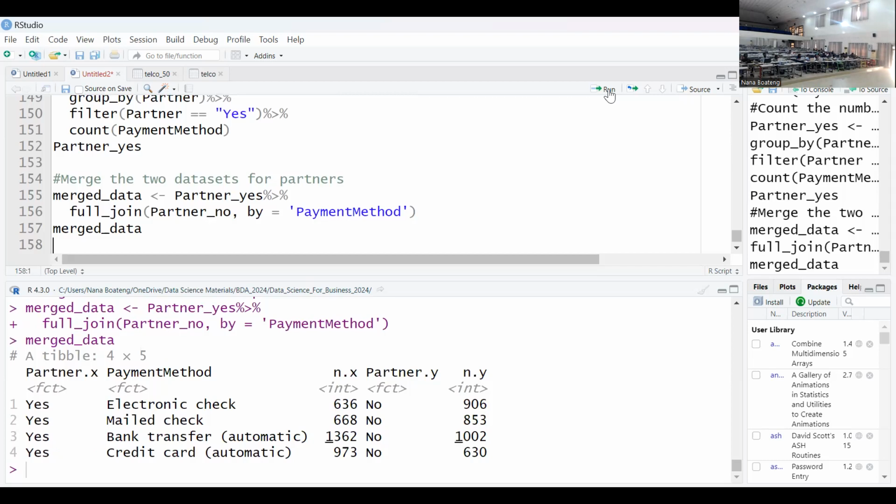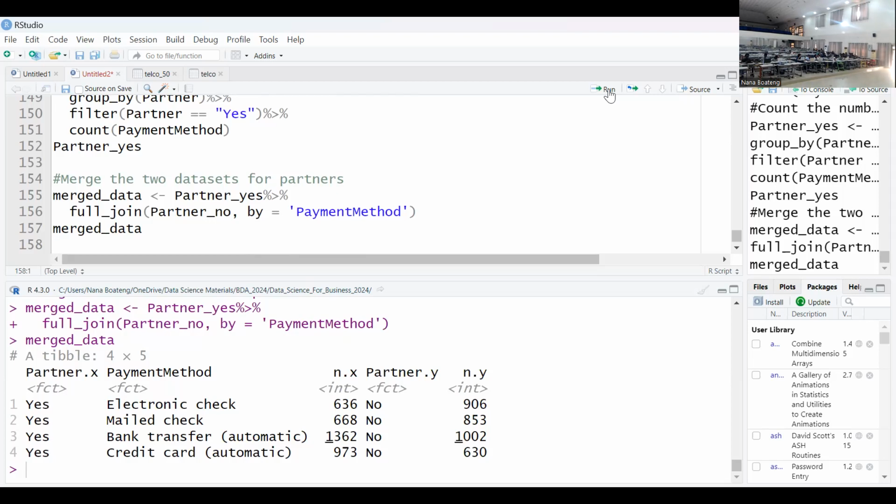So you see that those without partners use more electronic checks than those with. And those without partners also use more mail checks. But when it comes to bank transfer, those with partners use that kind of payment method more. All right. And then when it comes to credit card, those with partners use that mode of payment more.